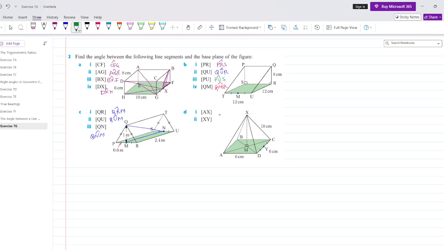In this figure, AX is this line, its projection is going to be AM, therefore the angle is going to be XAM. XY is this line, its projection is going to be MY, therefore the angle is going to be XYM. That's all for this exercise.